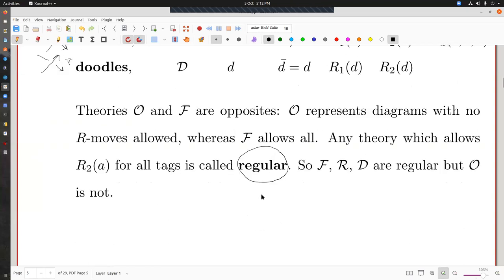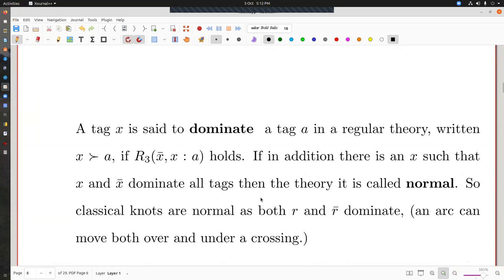Now, what about R3? Right, okay. A tag X is said to dominate a tag A in a regular theory, written X dominates A, if this holds. So I think this is what Colin wanted to say. So here we are. For instance, if I've got an arc like this, and this is a crossing down here, any kind of crossing, whatever, we'll call it X bar, and this is X. And so this is allowed to move across this blob here. All right, so that's what we mean by dominating.